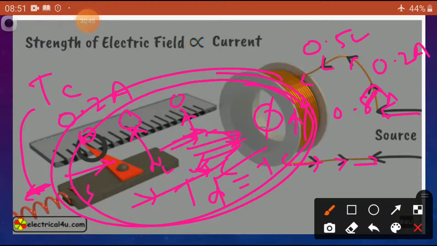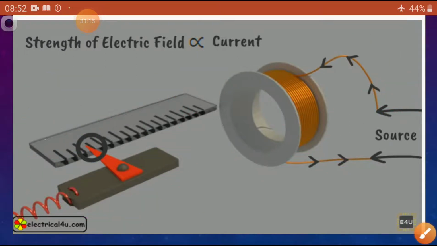That means go on increasing the current in the coil. The movement of the iron piece towards the coil is also moved on a calibrated scale. Less current, less movement; more current, more movement. This is the principle. So that means this is an attraction type instrument. This principle we are using in our moving iron attraction type instruments. Okay, so this is the basic thing.